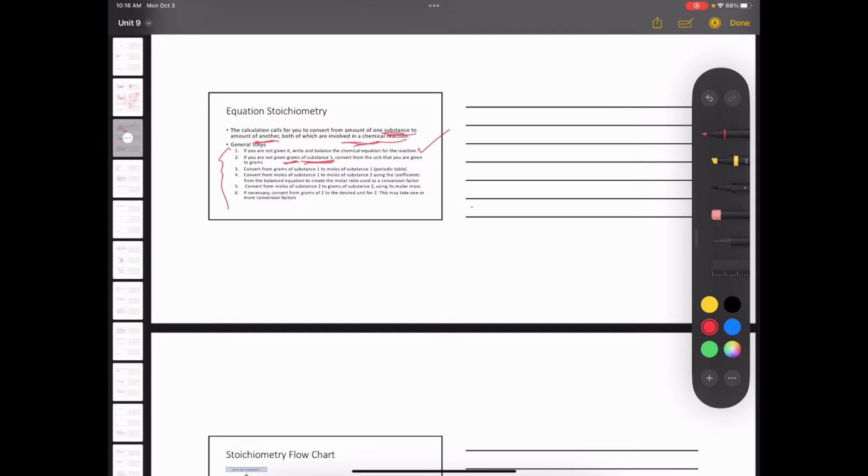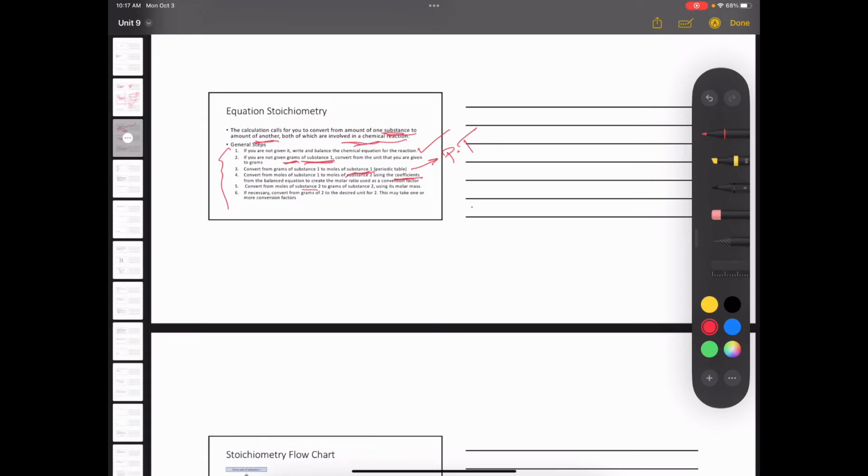Step number 3, converting the grams into moles. Okay? And we use the periodic table for that, and we did plenty of examples at this point. And then once you convert that into moles, you'll have to use the stoichiometric relationship, using the coefficients from the balanced chemical equation. That's where you'll convert your moles of substance 1 into moles of substance 2.